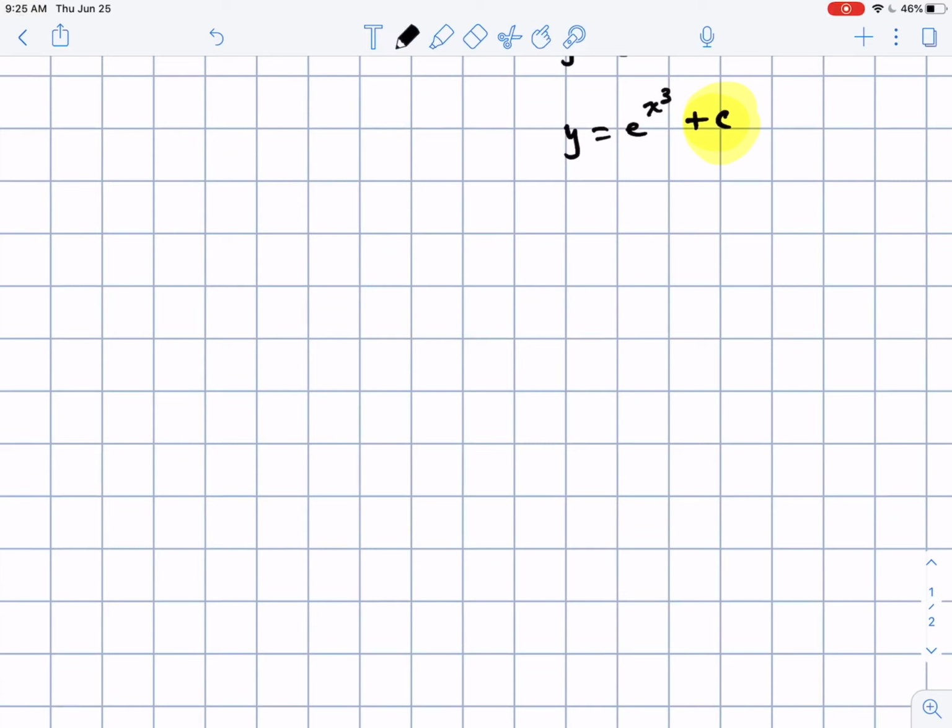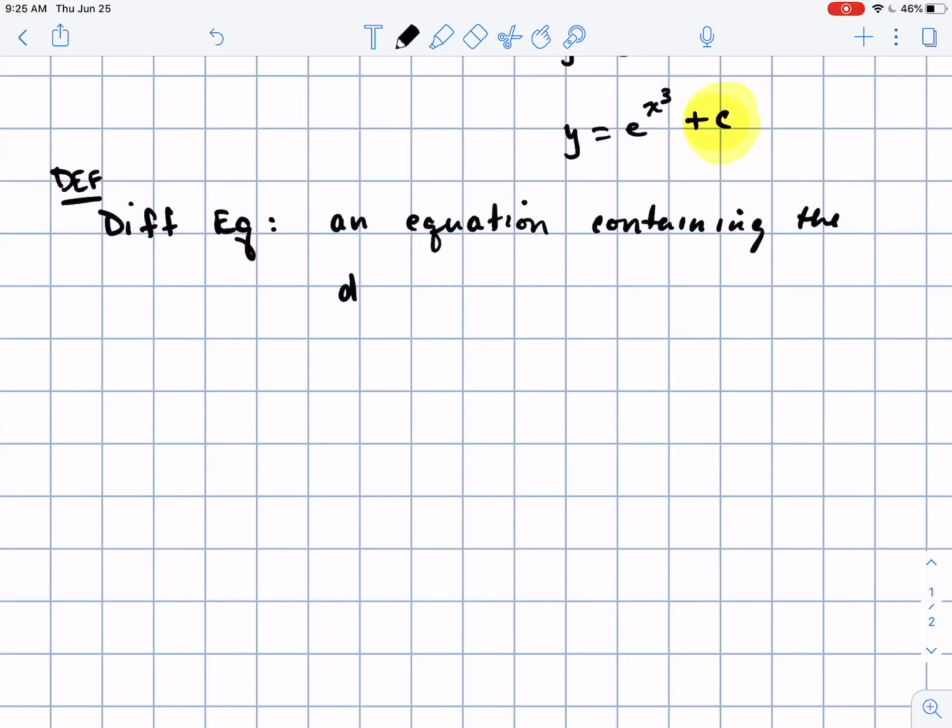So for any differential equation, the definition is: an equation containing the derivative of one or more functions.